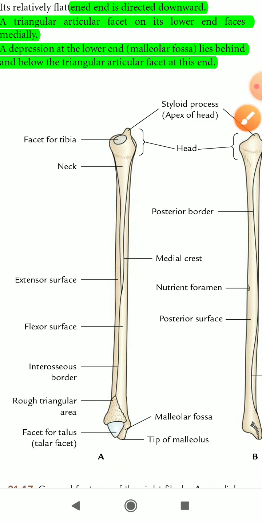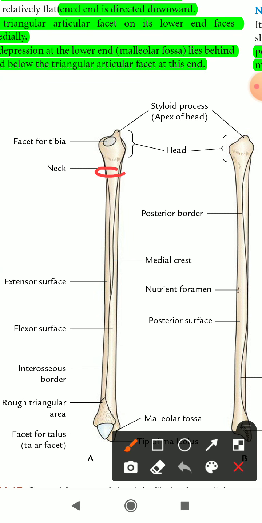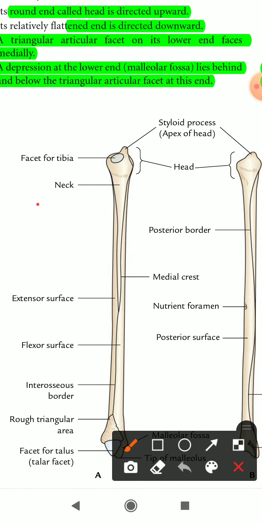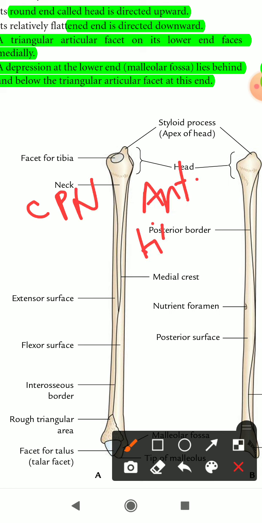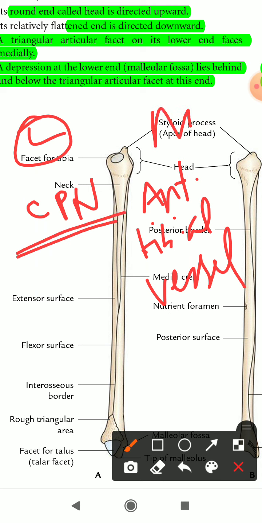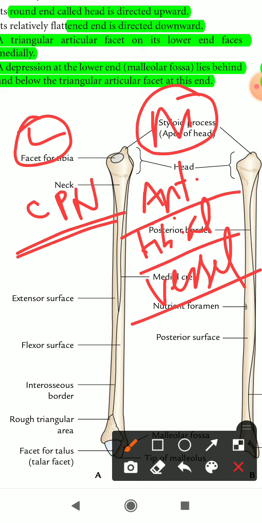Now come to the neck. The neck is a constricted portion between the upper end and shaft. This upper end is also called the head. So between the upper end and shaft, this constricted portion is the neck of the fibula, and it comes directly in contact with the common peroneal nerve on the lateral aspect and anterior tibial vessels on the medial aspect. So laterally it is related with the common peroneal nerve and medially it is related with the anterior tibial vessels.